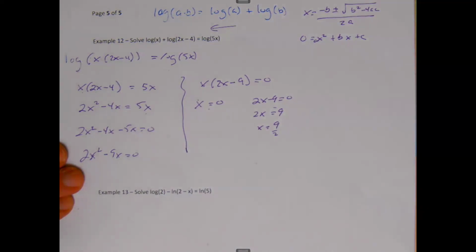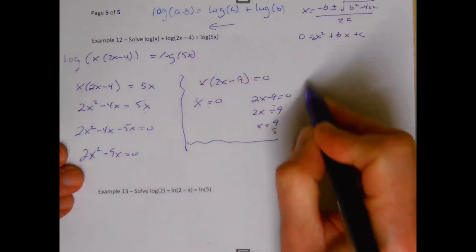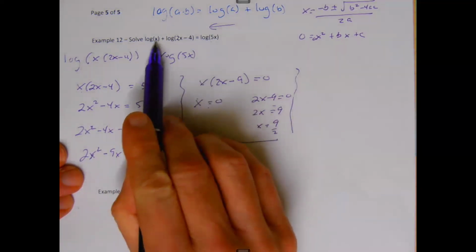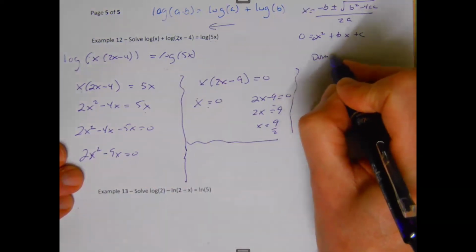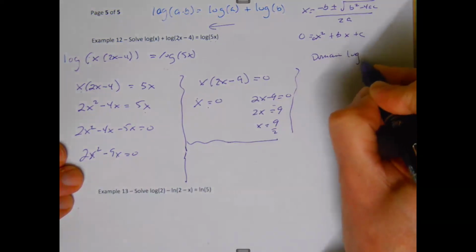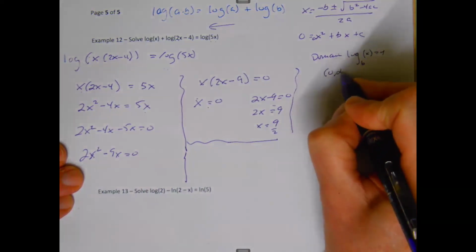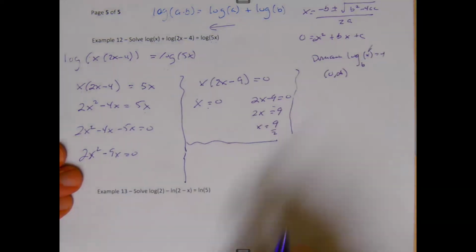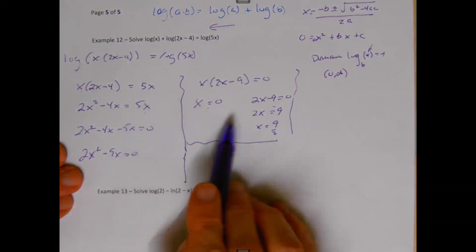Now, you're not done here because you need to check. So these are 2 potential answers, but I need to check. I look at this equation, and I immediately notice that the domain of a simple log, say log base b of x equals y, is 0 to infinity, and it doesn't include 0. So x cannot be 0. It has to be greater than 0. So this answer is no good. I generated a 0 when I solved this, but that's not an answer.